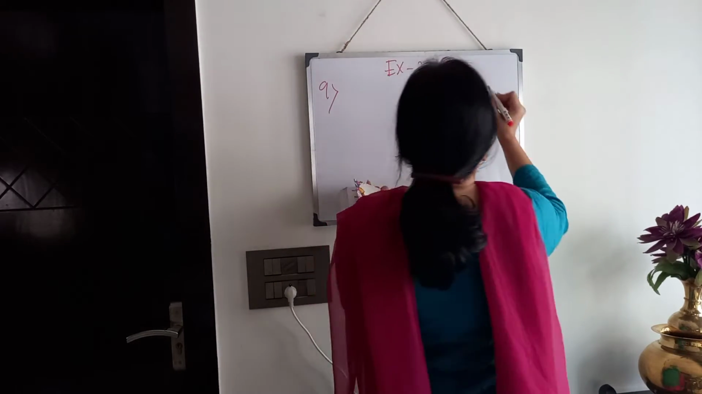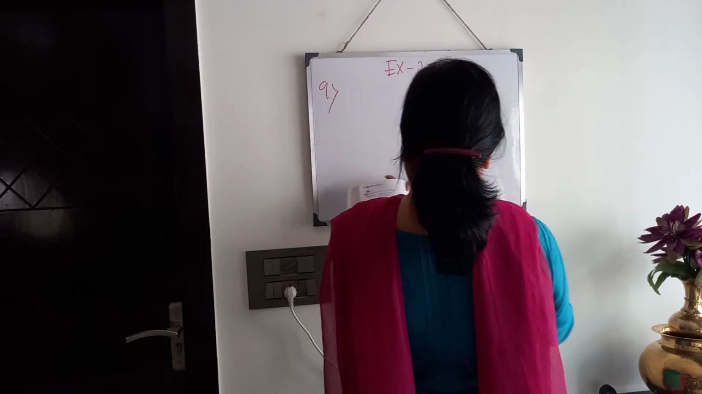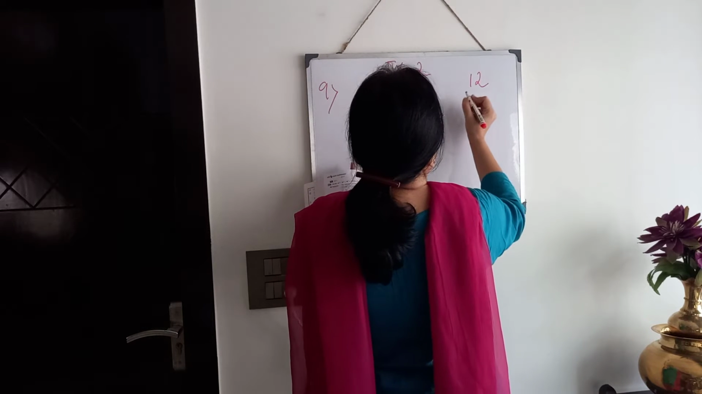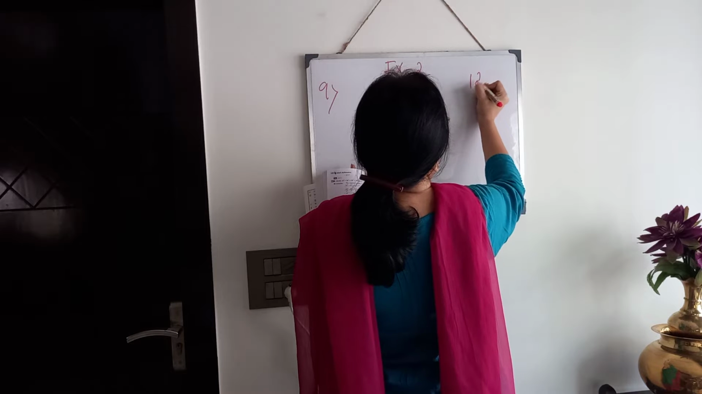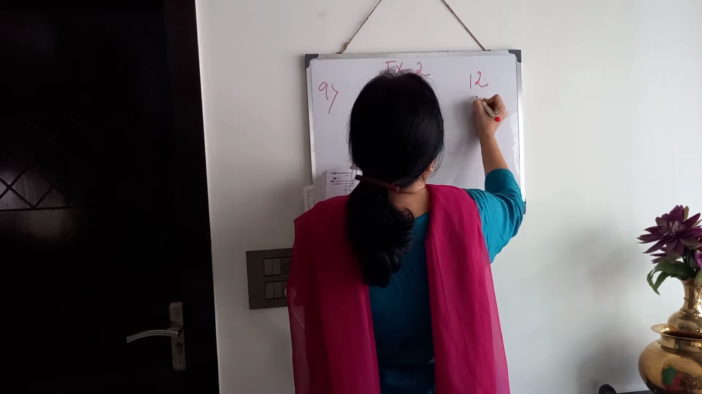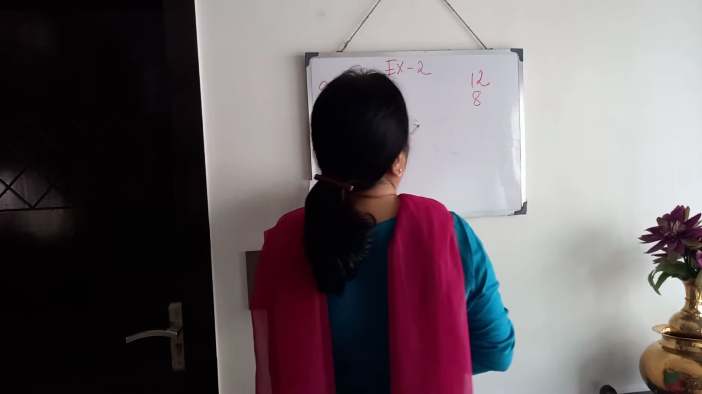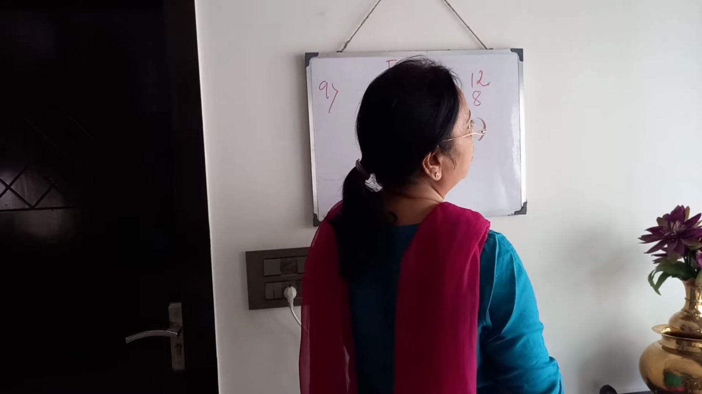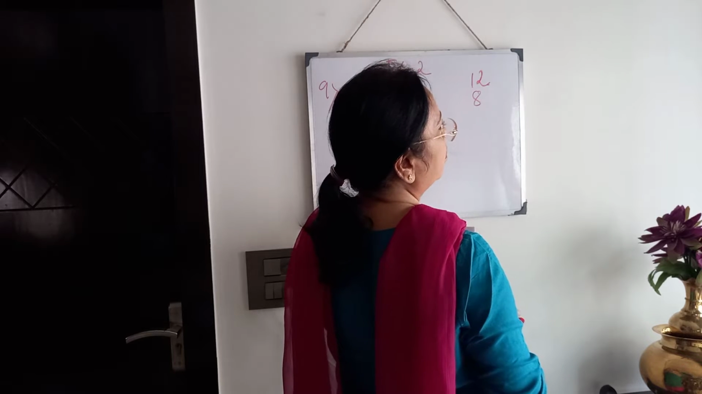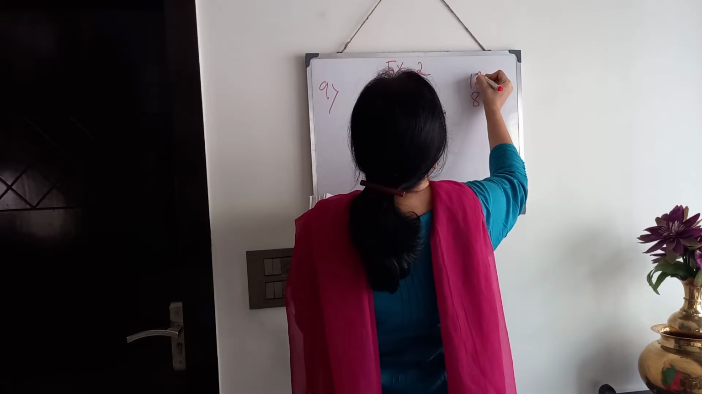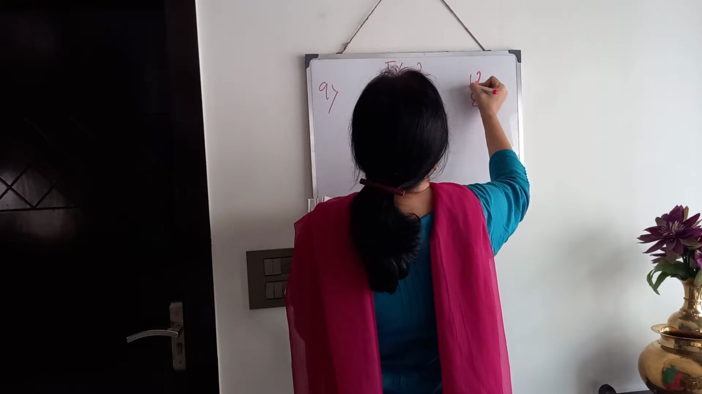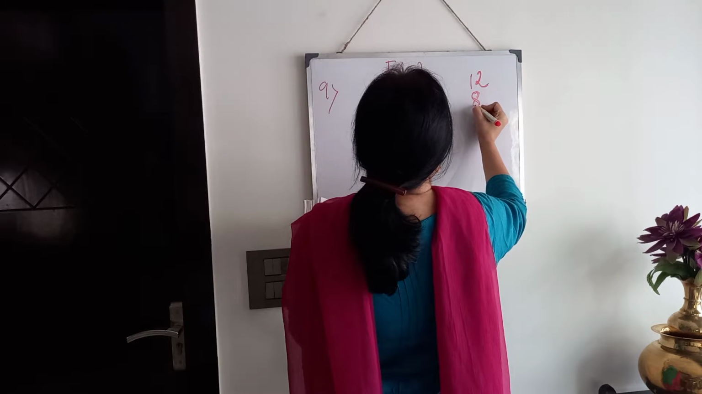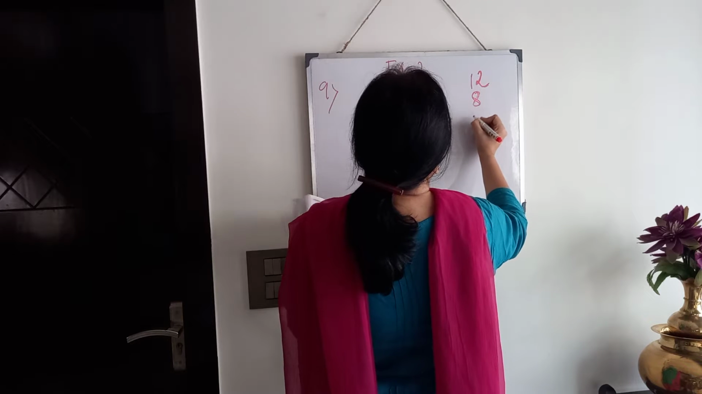Example, the difference of two expressions is 12. Clear? And two numbers. The difference of two numbers is 12 and the greater number is 8. What will be the smaller number? So how can you calculate?